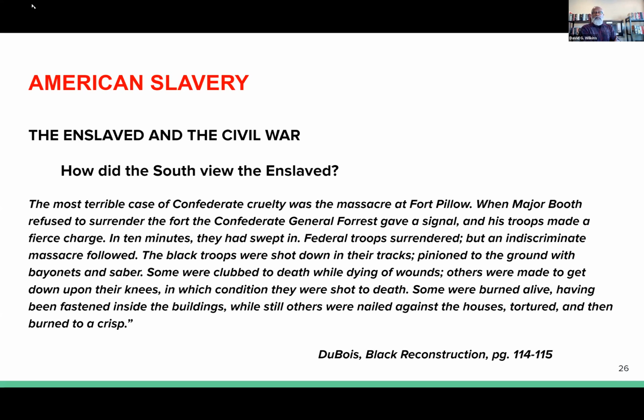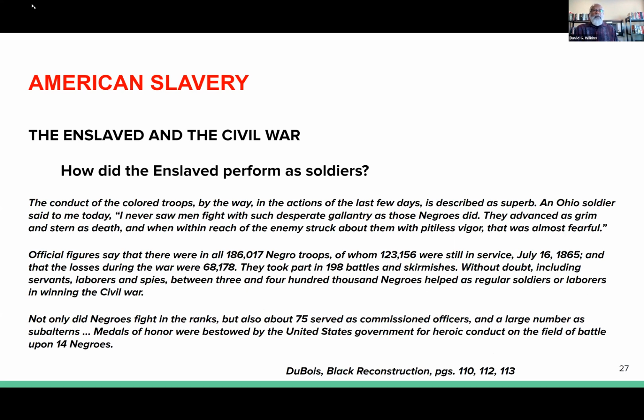Black troops, once learning about the massacre at Fort Pillow, would forever, until the end of the war, go into battle charging, "Remember Fort Pillow." How did the enslaved perform as soldiers? And this is Du Bois's history as he's gathered it for Black Reconstruction.